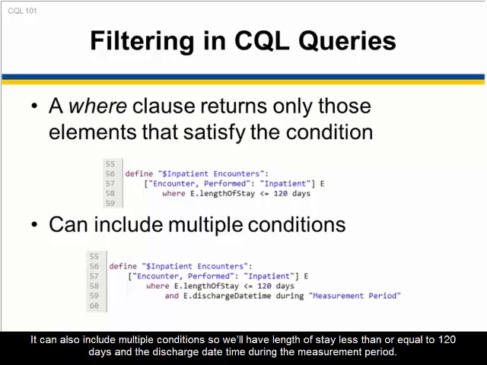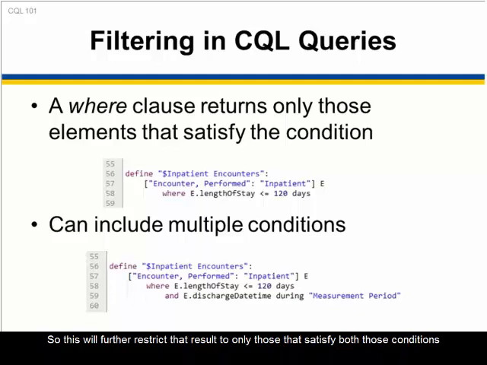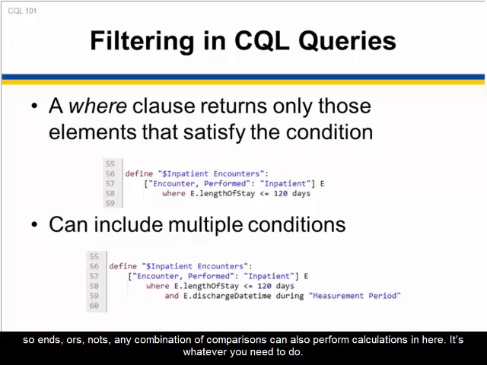You can also include multiple conditions. So we'll add length of stay less than or equal to 120 days and the discharge date time during the measurement period. So this will further restrict that result to only those that satisfy both those conditions. And you can use any combination of logical operators to produce the condition you need. So ands, ors, nots, any combination of comparisons. You can also perform calculations in here. Whatever you'd need to do.